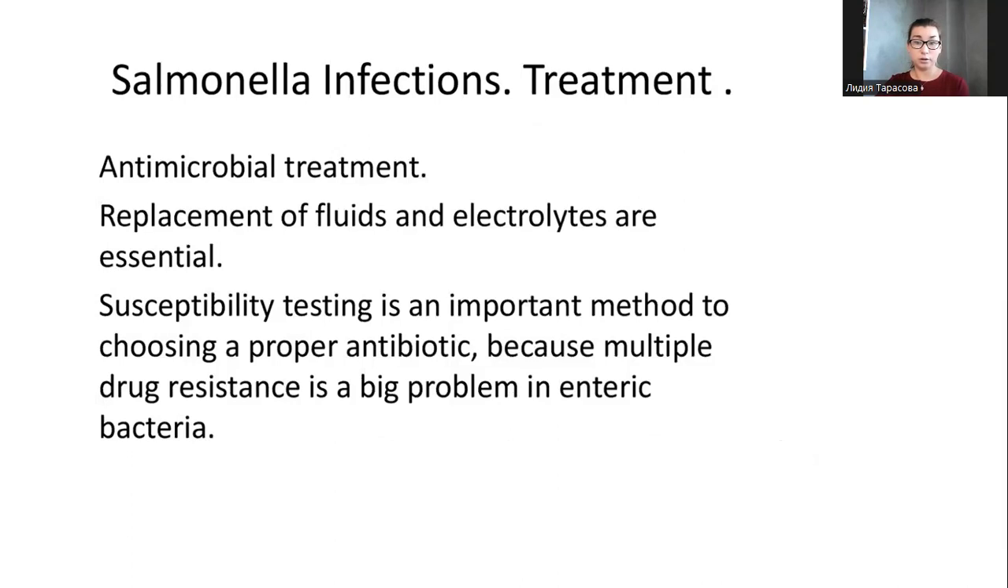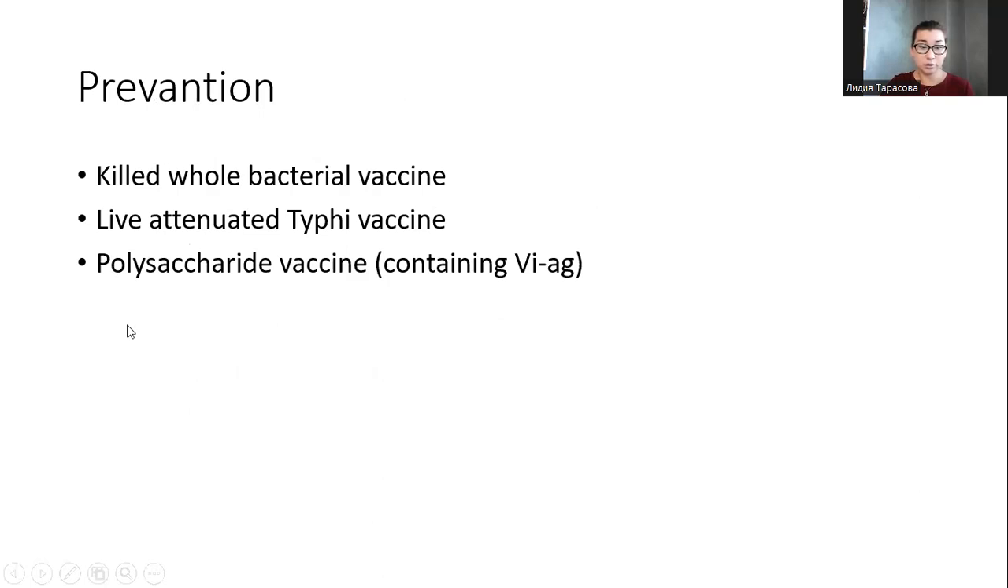Salmonella infection treatment is with antimicrobial therapy. Replacement of fluids and electrolytes is essential. Susceptibility testing is an important method for choosing a proper antibiotic because multiple drug resistance is a big problem in enteric bacteria. Prevention: killed whole bacterial vaccine, live attenuated Ty21a vaccine, polysaccharide vaccine containing Vi antigen. And this way of vaccination is only for typhoid fever and only in endemic areas. So Russian vaccination does not include the typhoid vaccine. It is not obligatory, just for epidemic reasons.